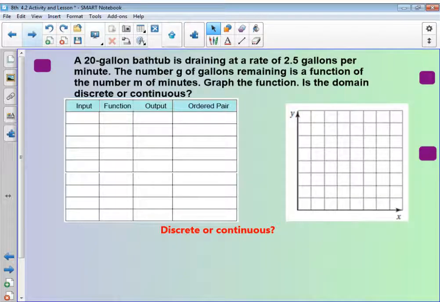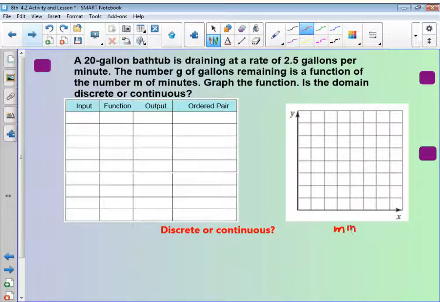Can we do a partial minute? Our x's are our minutes. Can we check at a partial minute to see how many gallons are left over? Yes, we can. Because we said yes to that, this is going to be a continuous domain. We're going to use a line through it. Continuous, we're going to connect. So we're going to go ahead and do our scenarios. This is going to be gallons remaining.